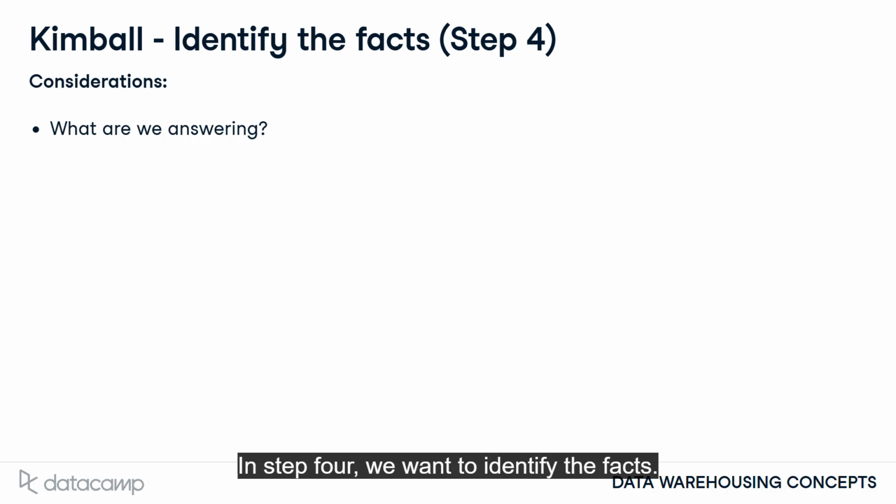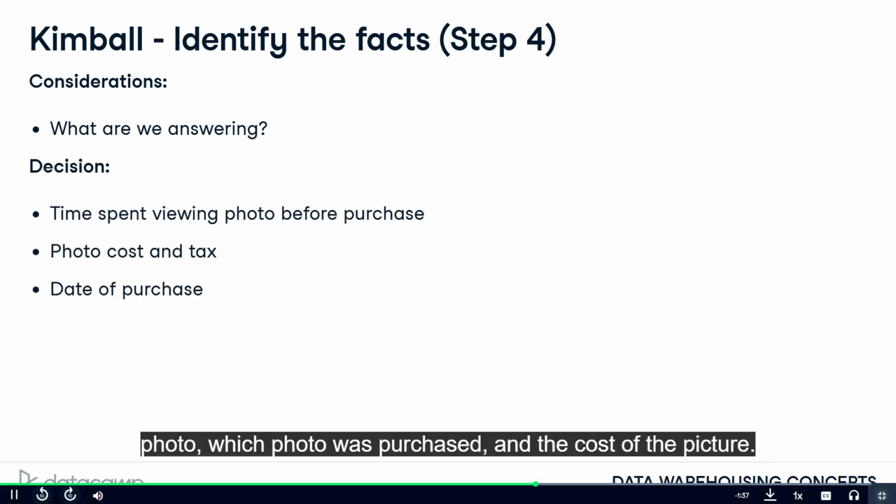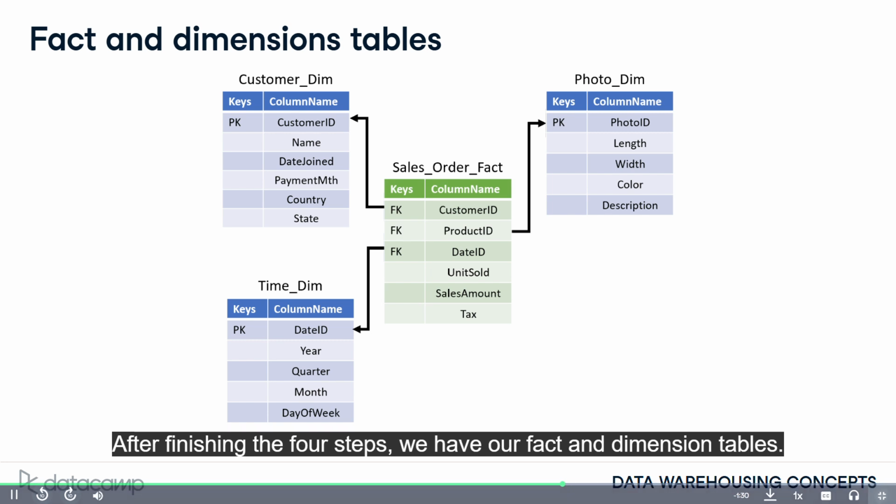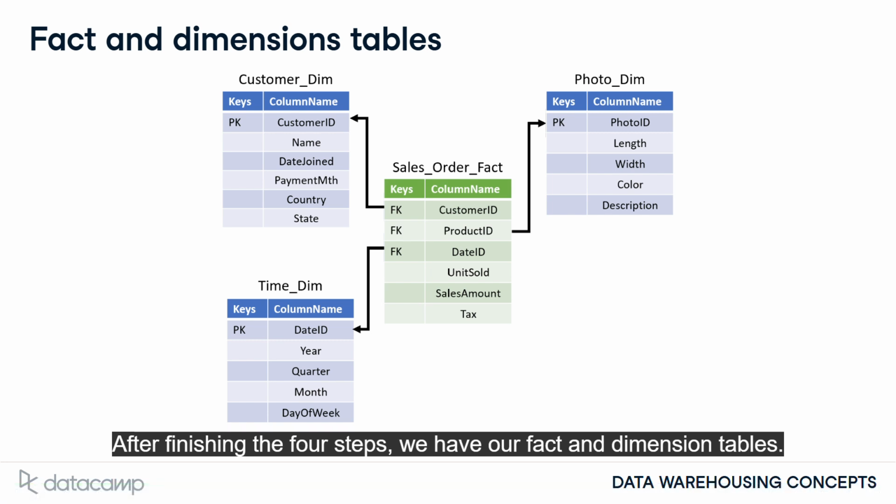In step 4, we want to identify the facts. After finishing the 4 steps, we have our fact and dimension tables.